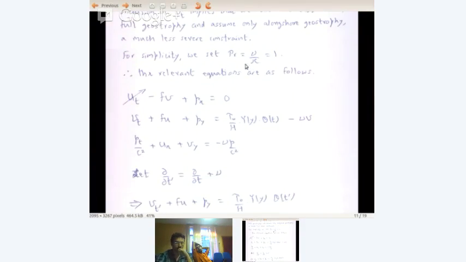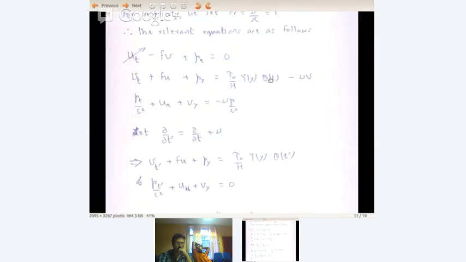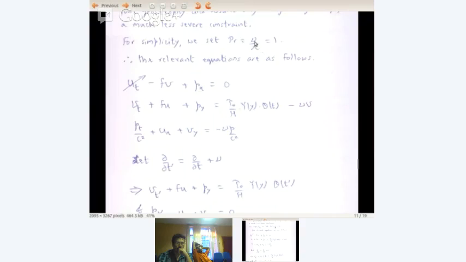For simplicity, we'll set the Prandtl number nu by kappa to 1. We have seen that we don't really gain much by looking at a Prandtl number different from unity. And there are numerical differences, but it doesn't lead to any remarkably different solution. So there is no purpose in this kind of solutions to assume nu not equal to kappa. We'll go ahead with Prandtl number set to unity.